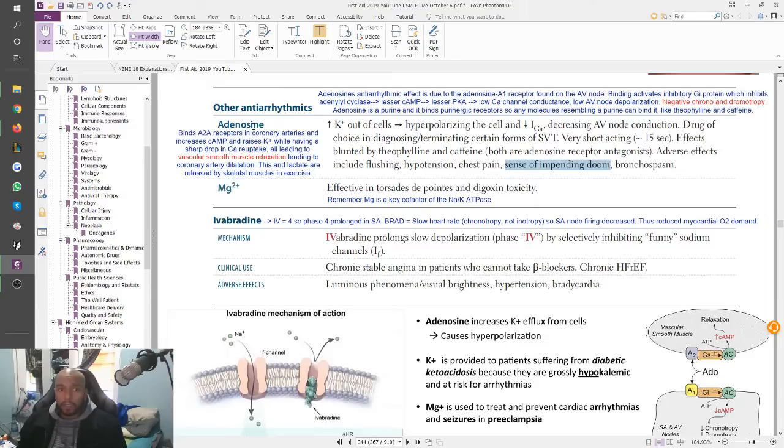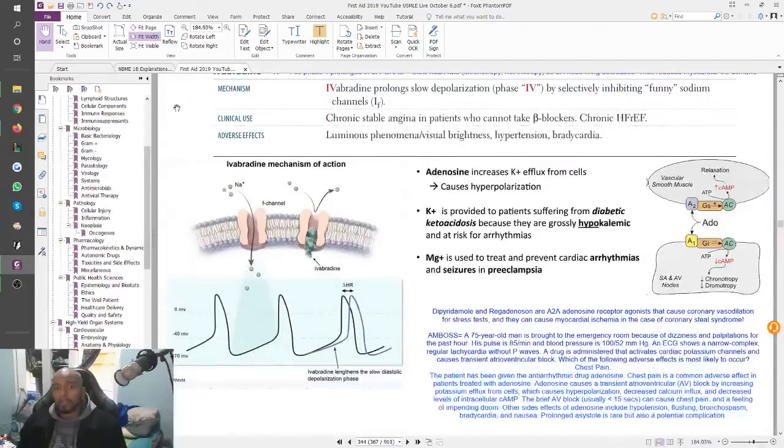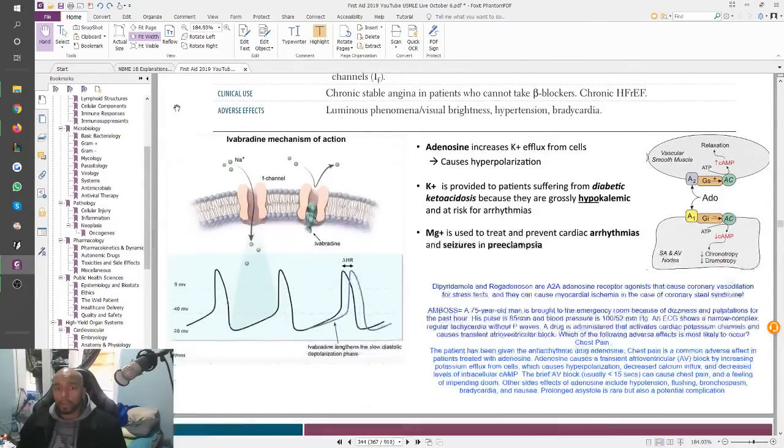Generally speaking, I have seen questions about adenosine causing flushing and chest pain. So you want to make sure you remember that. Right? Bronchospasm, flushing, chest pain. So tiny medication, very short topic, but definitely is a topic that pops up. You want to make sure you know it.